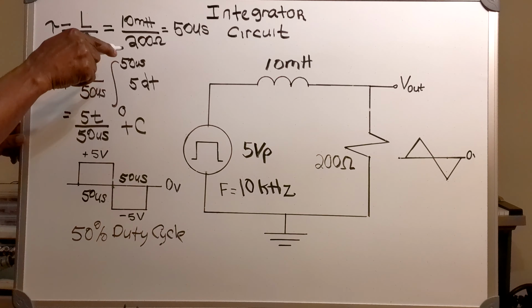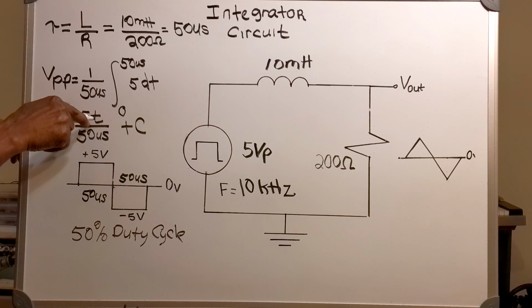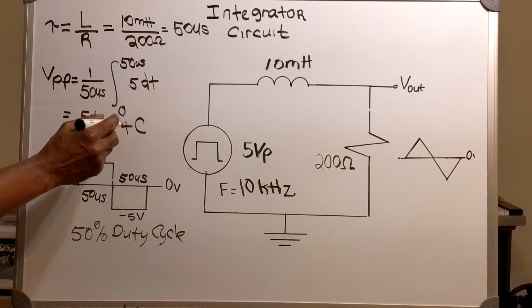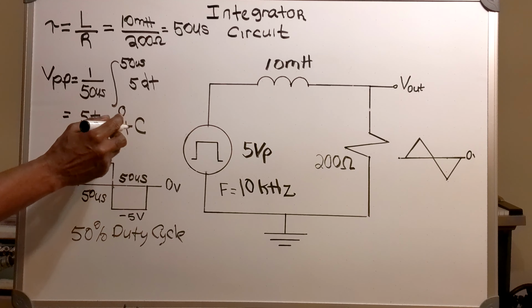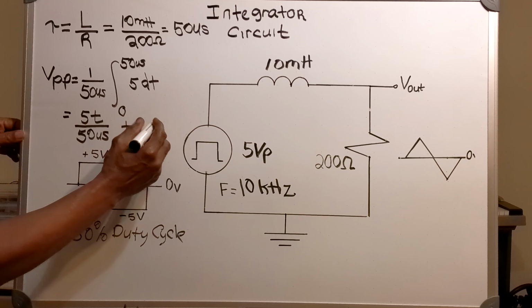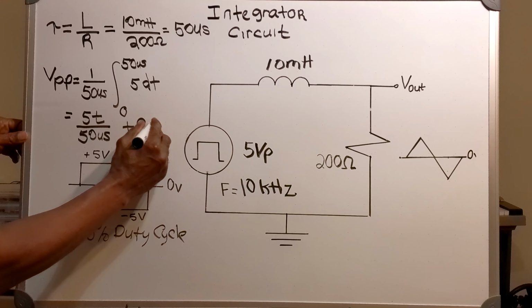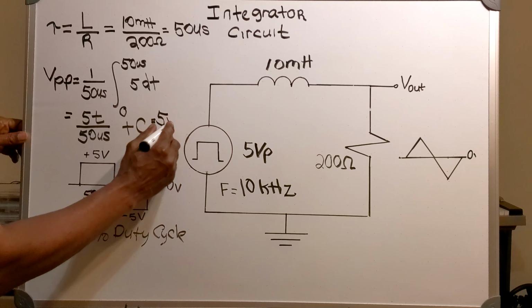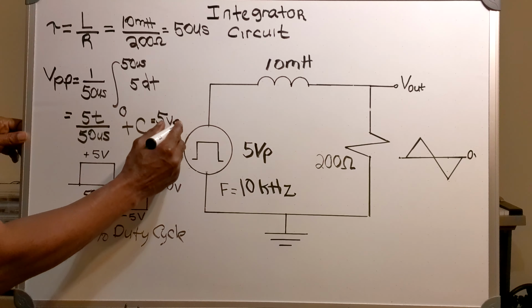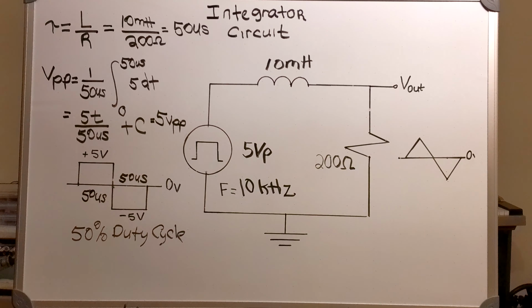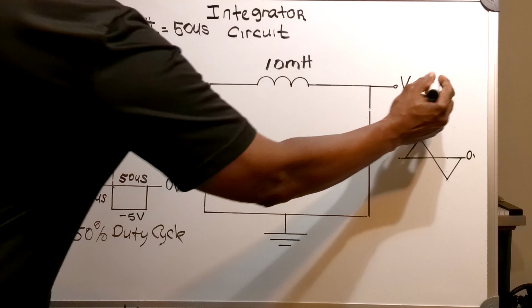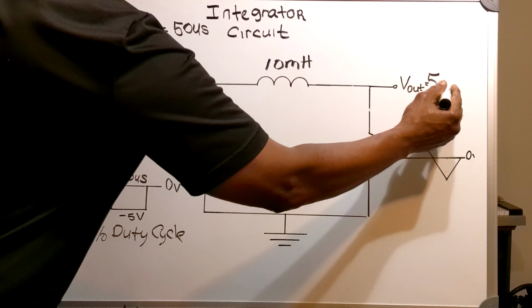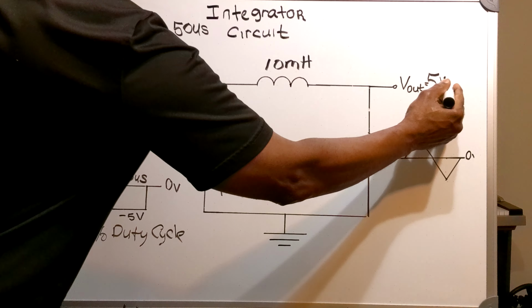Now I plug in 50 microseconds where t goes, and I will get an output voltage of 5 volts peak to peak. V out is 5 volts peak to peak.